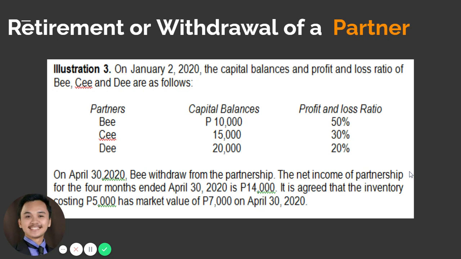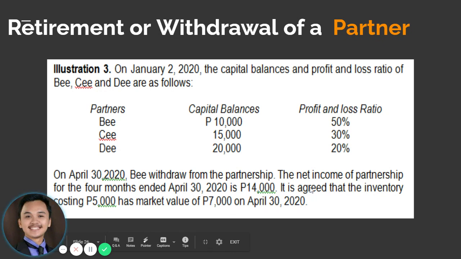Okay. Illustration: on January 2, 2020, for example, the capital balances and profit and loss ratio of B, C, and D are as follows: 10,000, 15,000, and 20,000 respectively, with their P&L ratios at 50%, 30%, and 20%. So on April 30, 2020, B withdraws from the partnership. The net income of the partnership for the 4 months ended April 30, 2020 is 14,000. And it is agreed that the inventory costing 5,000 has a market value of 7,000 on April 30, 2020.